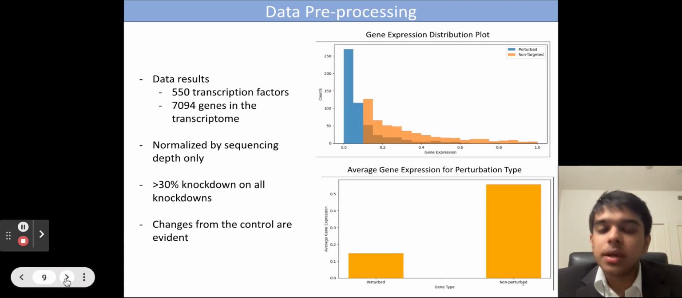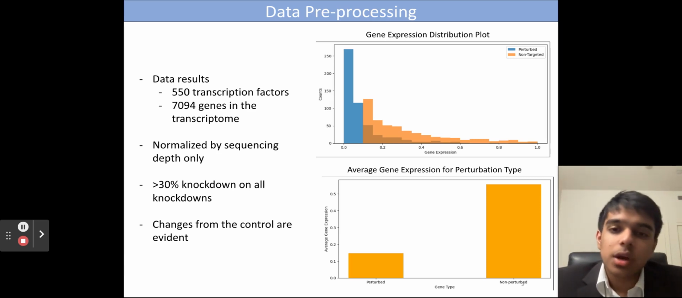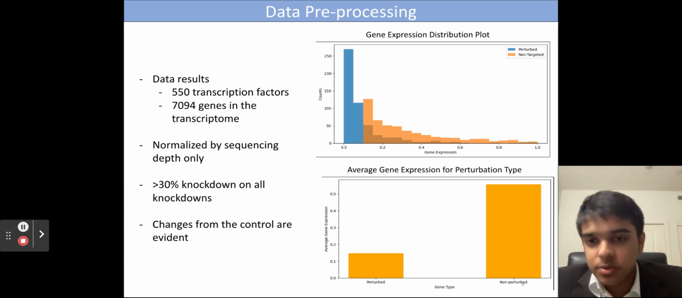So the data preprocessing, essentially what it showed us was that we got 550 transcription factors and 7,094 genes in the transcriptome. And this is a much larger scale study than other research done before. Essentially, these research studies focused on specific pathways. That meant focusing on only specific transcription factors or specific genes in the transcriptome, and not a wide scale study with hundreds of different transcription factors and thousands of genes sequenced like this study.